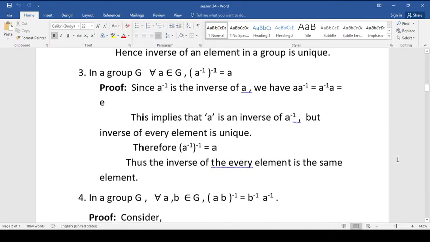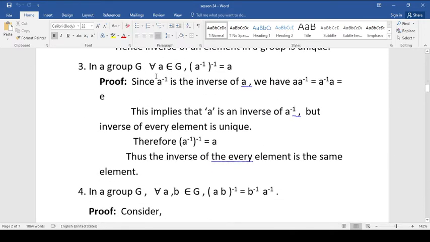The third property, in a group G, for all A belongs to G, inverse of A inverse is A. So we have to prove that if you are going to operate the inverse twice, then we get the same element A. The proof is, since A inverse is the inverse of A, we have A into A inverse is equal to A inverse into A is equal to, we get the identity element as E.